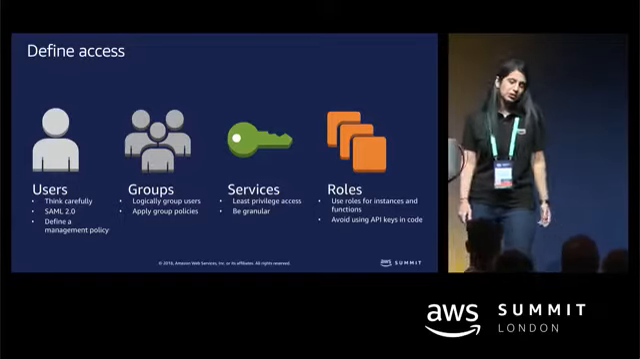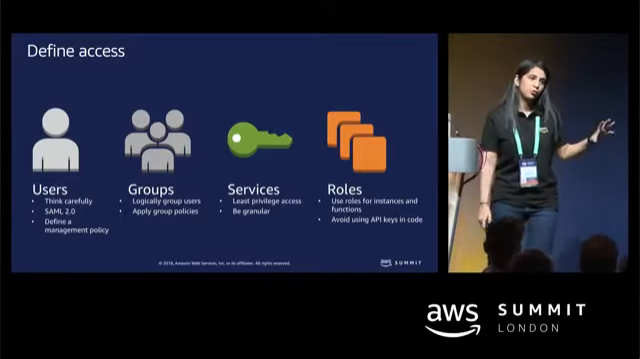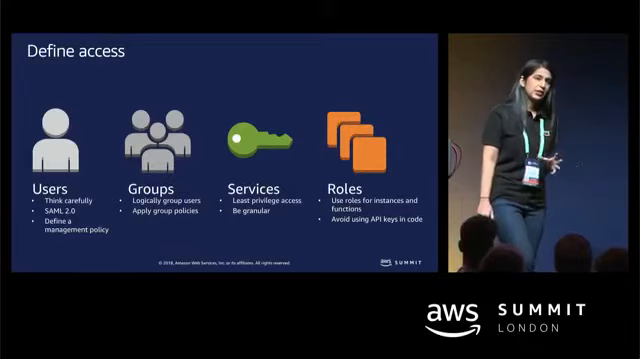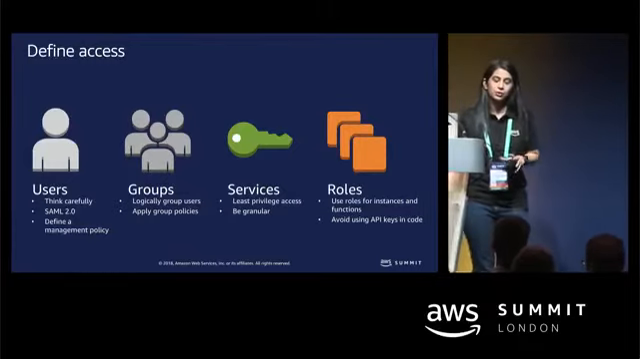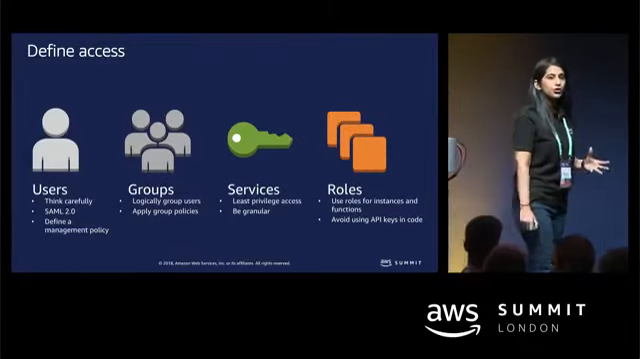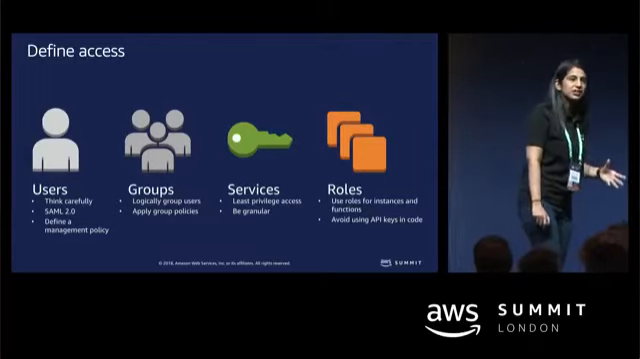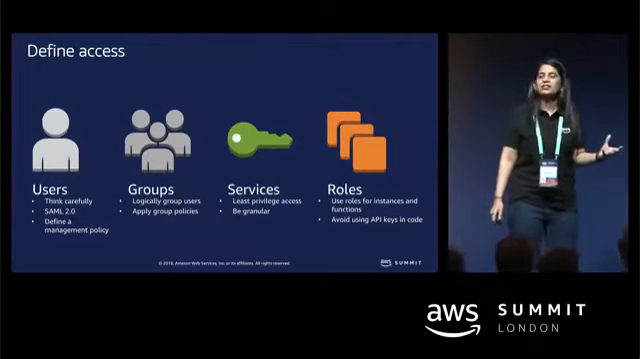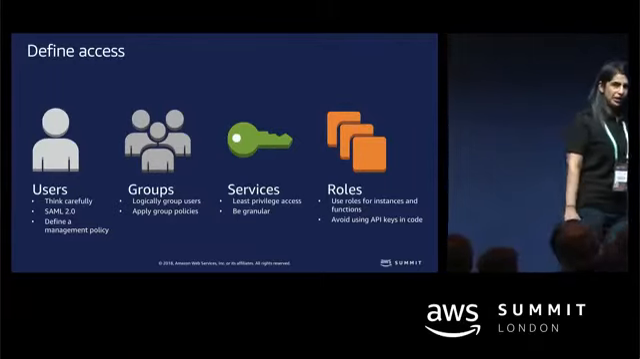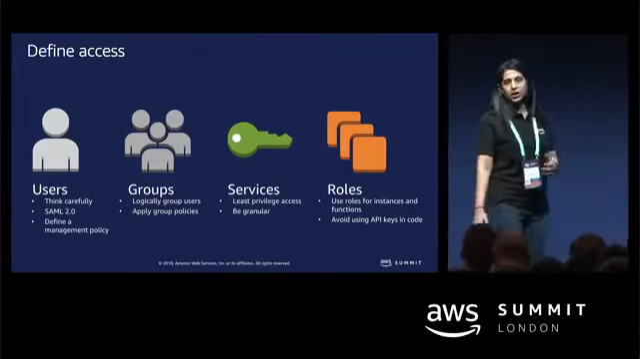Logically group users when you're thinking about groups and applying group policies. For services, think about least privilege access, and when you think about roles, you can apply these roles to instances and functions. So for example, it could be an EC2 instance, it could be ECS, EKS, or Fargate.